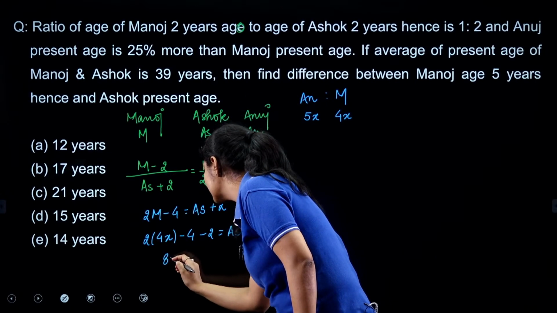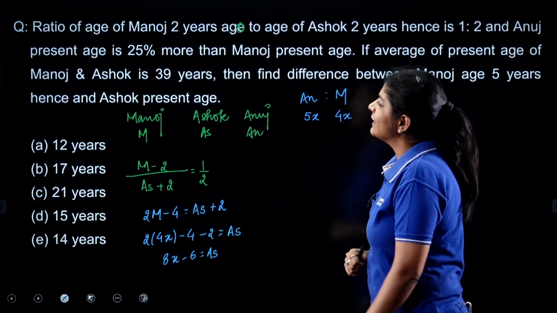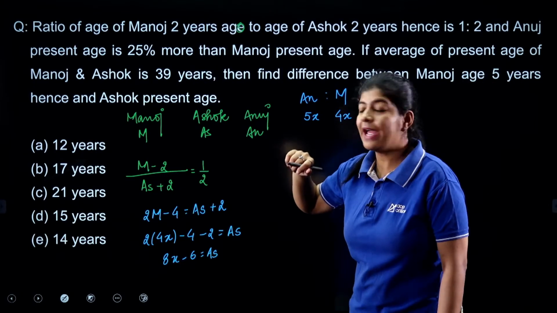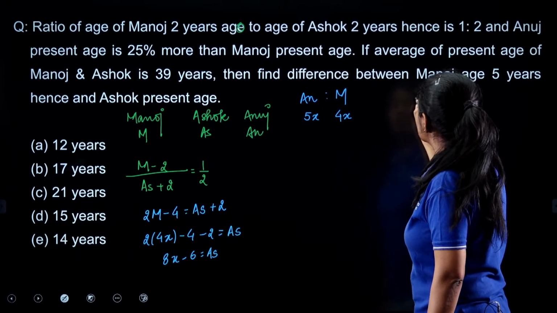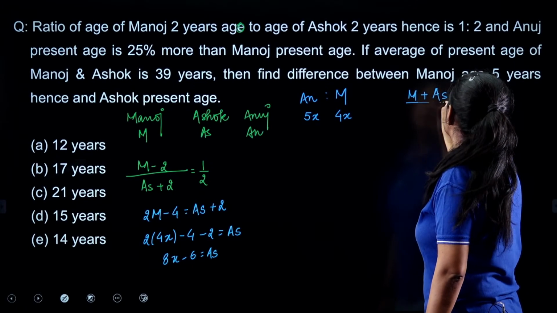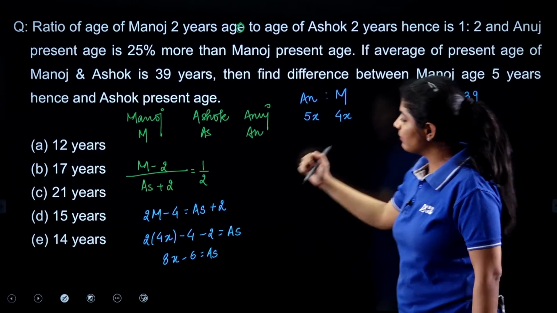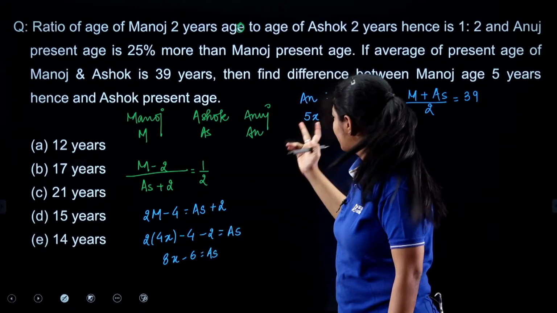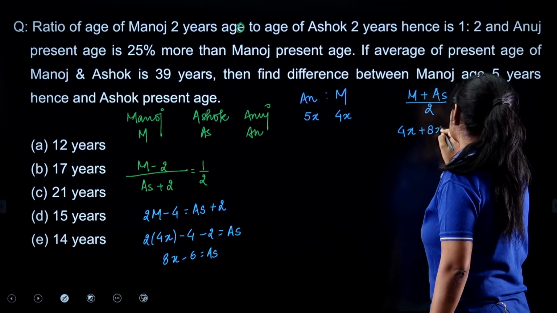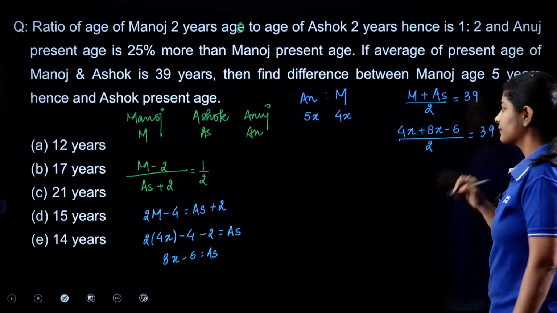We got 8x minus 6 is the present age of Ashok, right? In the next line it is also given the average present age of Manoj and Ashok. The question is saying that the average age of Manoj and Ashok is equal to 39 years. As both persons are in the same variable, we can write it as (4x plus 8x minus 6) divided by 2 is equal to 39, right?